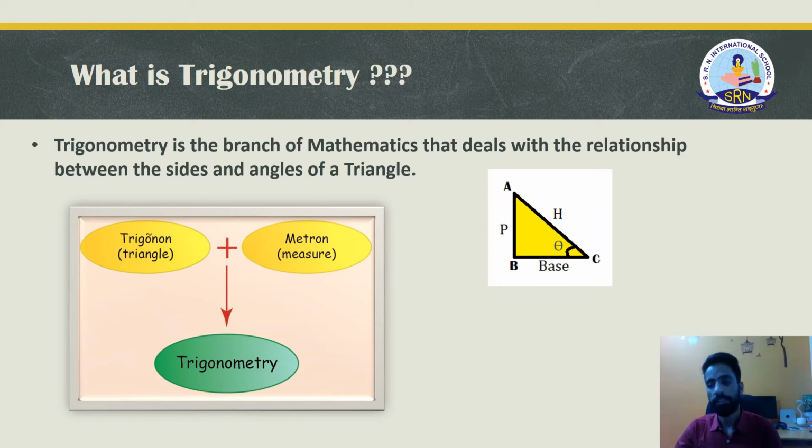If you take a right angle triangle, the side opposite to theta is always called the perpendicular, and the remaining one is the base, and of course the longest side of the right angle triangle is always the hypotenuse.